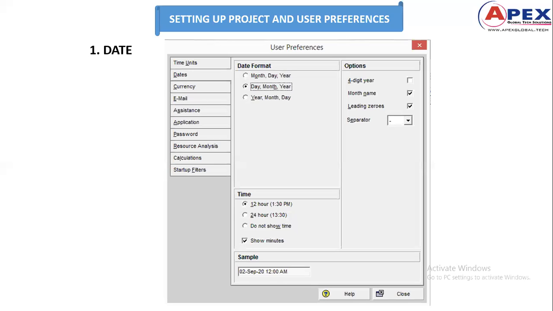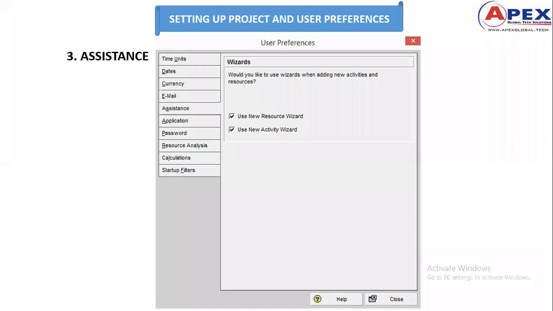Got it? Okay, sir. This might be an interview question for you guys. What is the default start time of Primavera? Coming to the third one, here we have the assistance part.